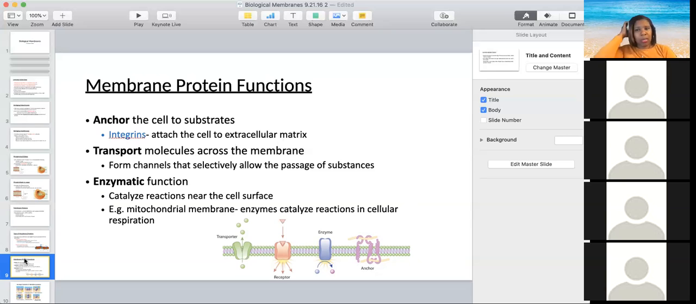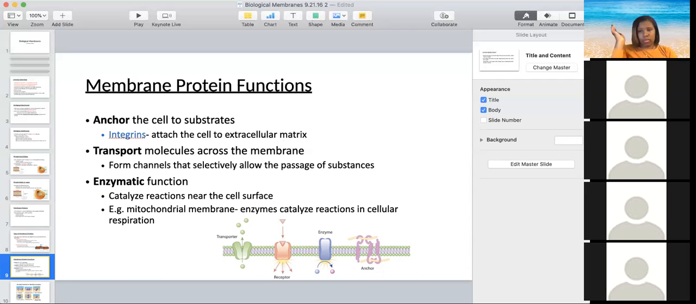Enzymatic functions. Okay, we talked about enzymes just a little bit. This is a type of protein. Enzymes are important for the chemical reactions that take place inside of the cell. Enzymes function as a biological catalyst that will speed up the rate of a chemical reaction. And so we have proteins in the membrane that can also have enzymatic activity to catalyze the reactions that are taking place near the cell surface.